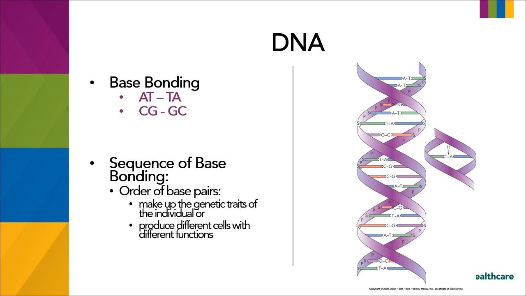Alternatively, they could have cytosine and guanine, or in order of guanine then cytosine. So there's four possible ways for bases to bond on the rungs of a ladder. The order of the base pairs is going to make up the genetic traits of the individual or produce different cells with different functions.